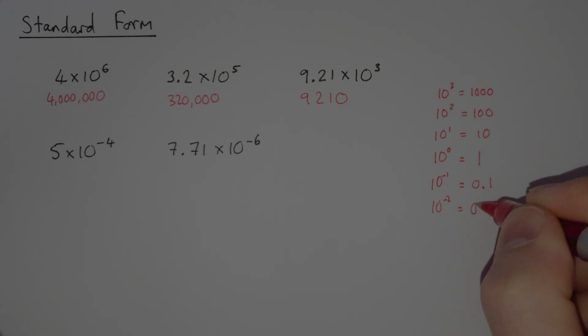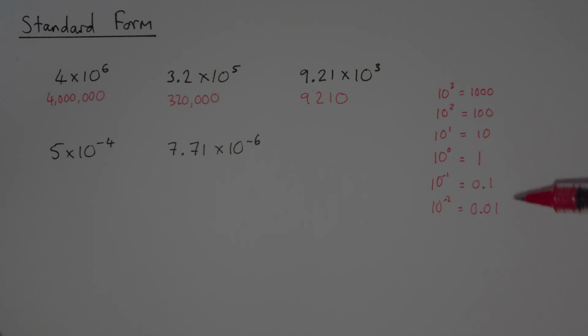Okay, and the pattern continues. So if you want to know what it means to have a negative power, it's a decimal. And when you multiply numbers by decimals, they get smaller, don't they? It's smaller than what you started with, or decimals less than 1 anyway.